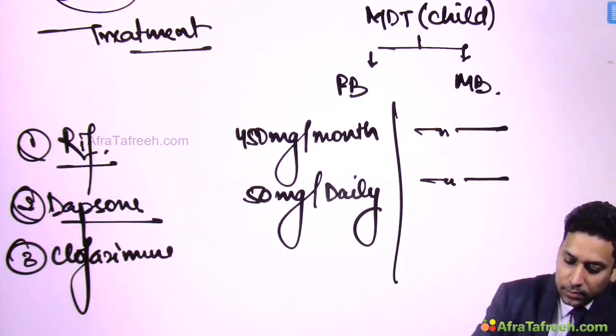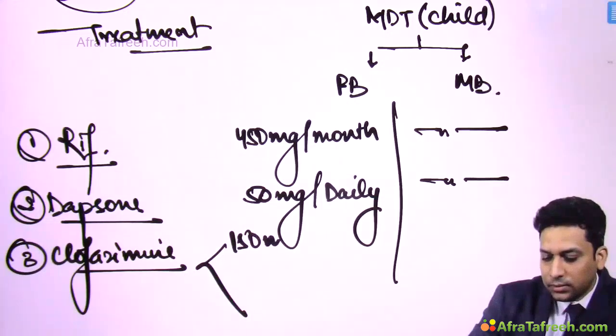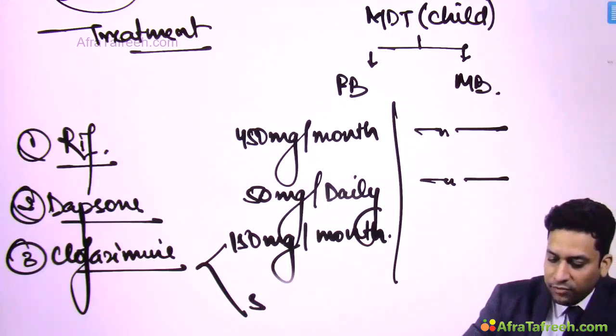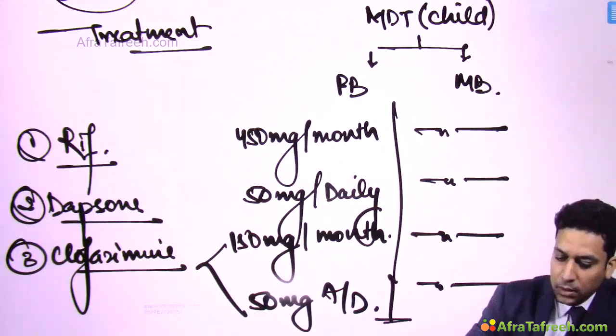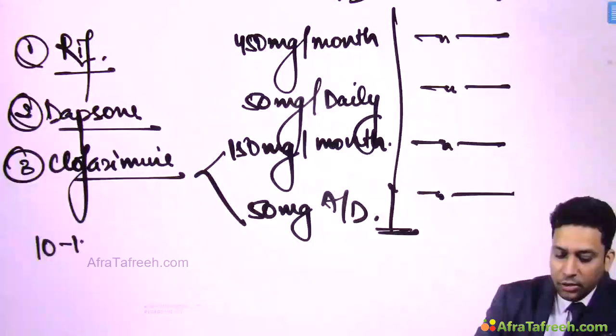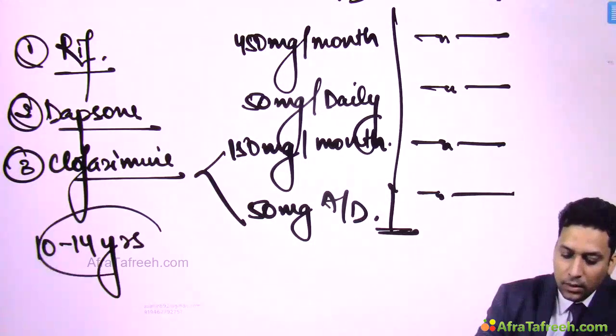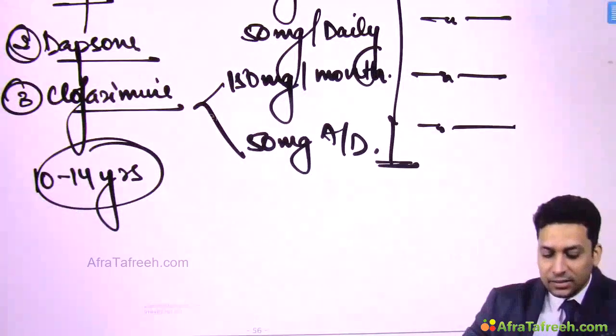Clofazimine, as I told you, 2 doses: 150 mg once a month and 50 mg alternate day. So this is the treatment for children of age group 10 to 14 years. But what about children less than 10 years?